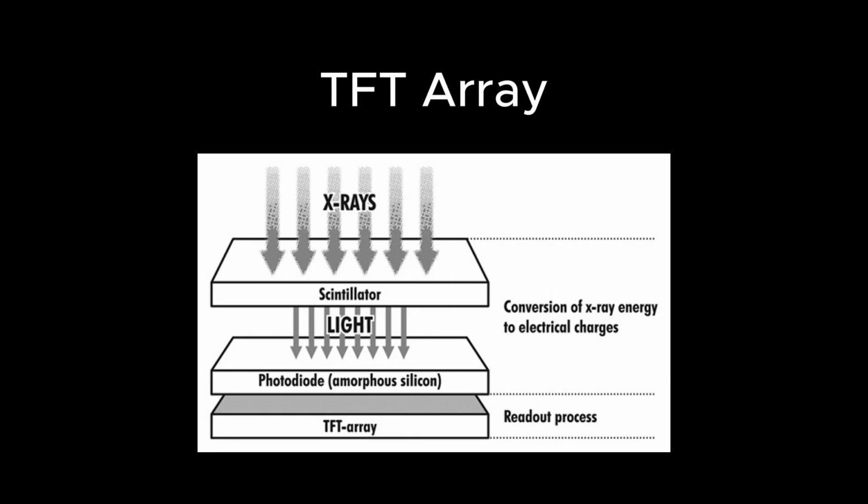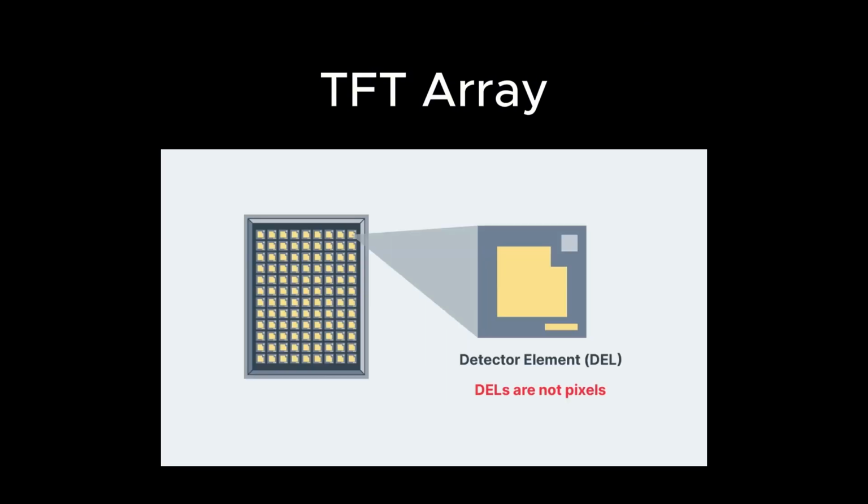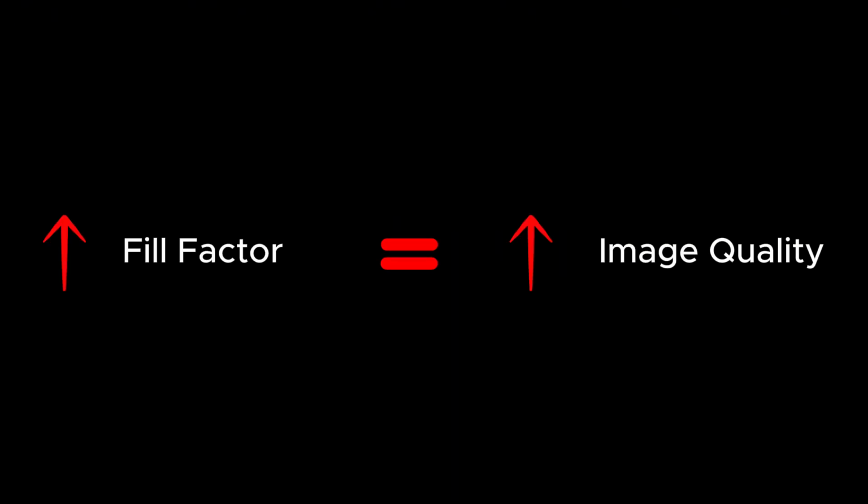Those electrons now need to be collected and sent to the computer. That's where the TFT array comes in, the thin film transistor. Think of the TFT as a grid made up of millions of square pixel elements. Each square, called a DEL or detector element, collects the electrical charge from a small part of the image. The larger the DELs, the more signal they can catch, but if they're too big, it can reduce spatial resolution. The percentage of the detector that's actually capturing the image data is called the fill factor, and the higher the fill factor, the better the image quality.